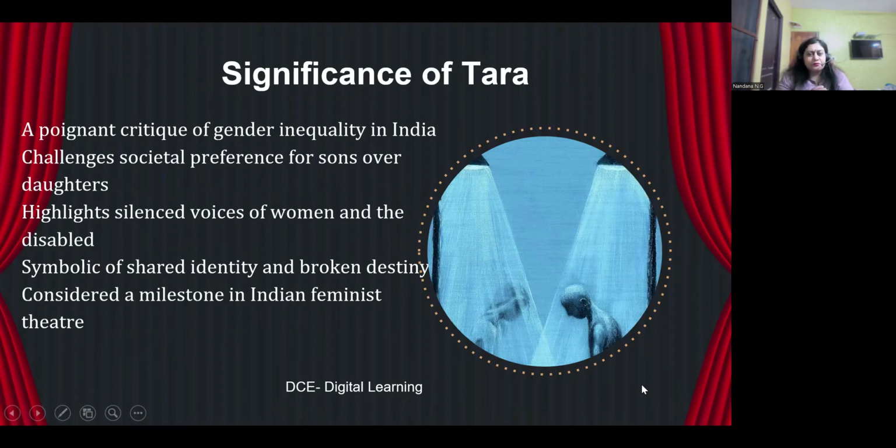Significance of Tara. Any play, as I told you, has a message to convey. So, what is the importance or significance of Tara? It is a poignant critique of gender inequality in India. Tara challenges societal preference for sons over daughters. It also highlights silenced voices of women and the disabled. The play can also be considered a symbol of shared identity and broken destiny. It is considered a milestone in Indian feminist theatre.